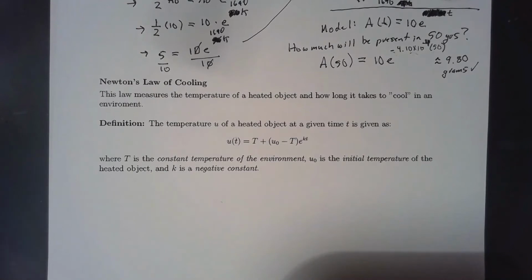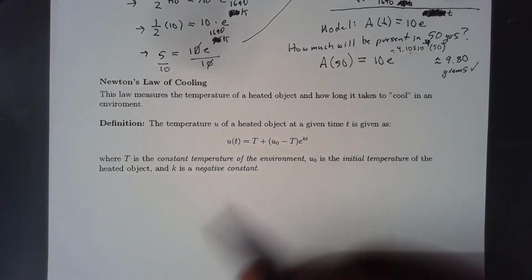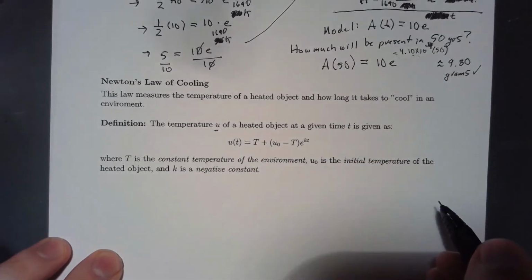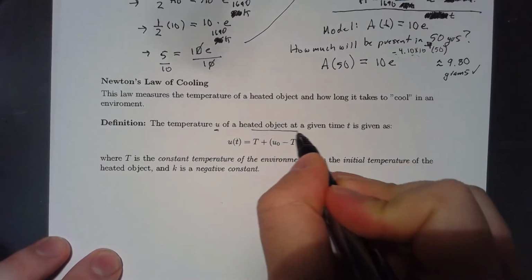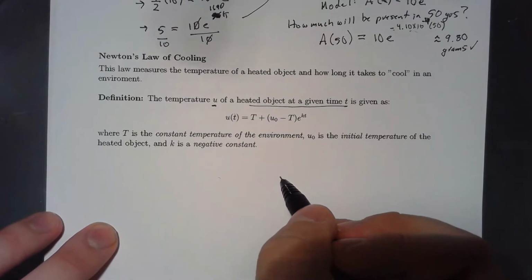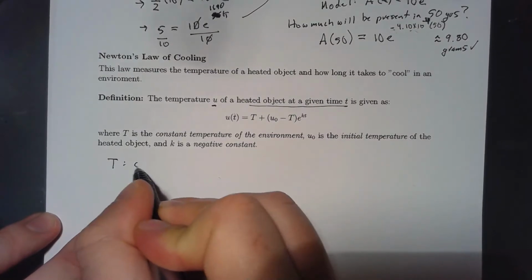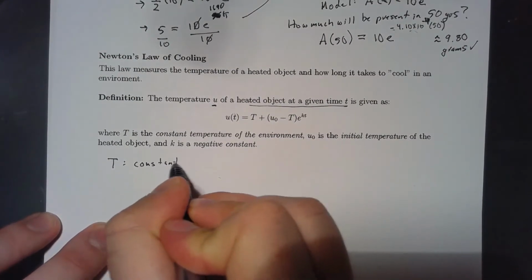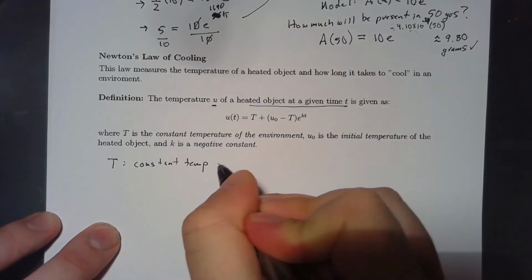Let's look at Newton's law of cooling. What this does is it measures the temperature of a heated object and how long it takes to cool in an environment. It follows exponential modeling. So the temperature, which your textbook denotes with a fancy U, of a heated object at a given time is given by this equation. So T is the constant temperature of the environment.